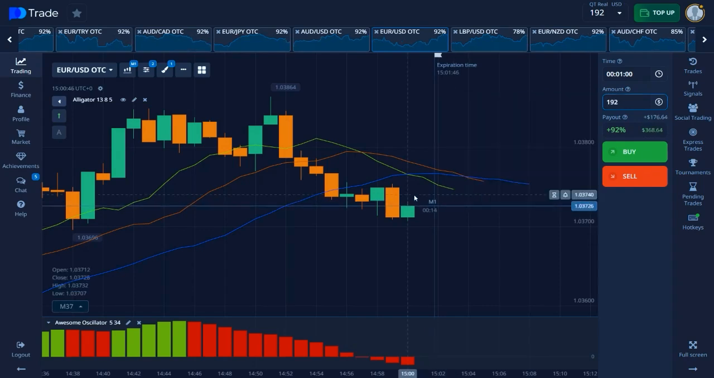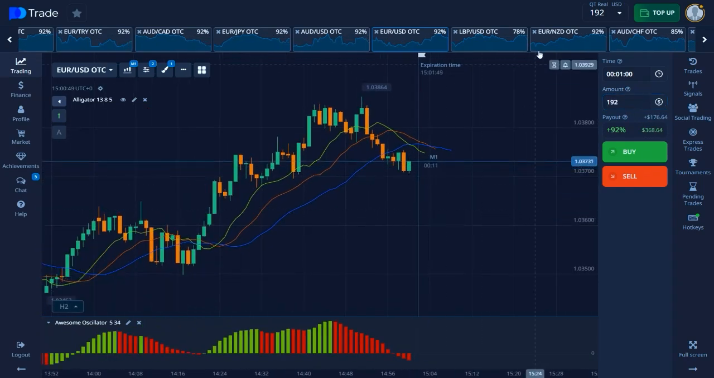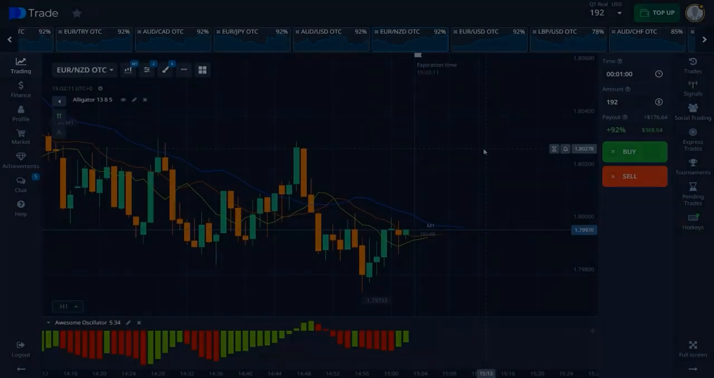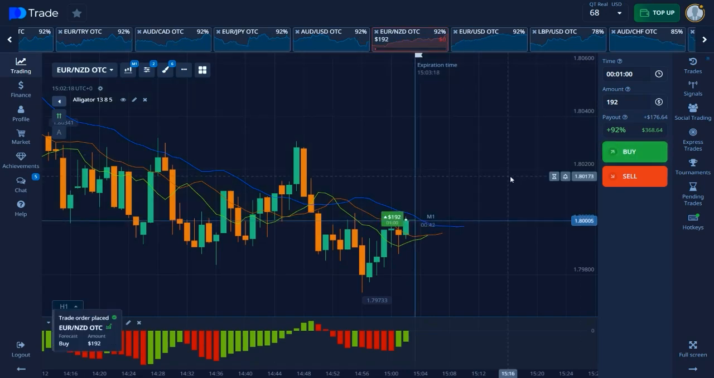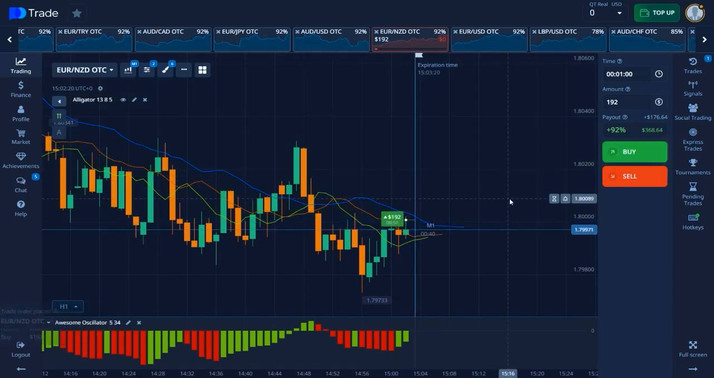So, friends, our first transaction ended in plus. Here we were able to earn $92 on top. A good result. We set the amount at $192 and move on to the next asset.